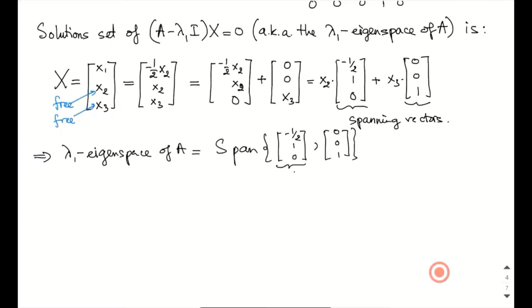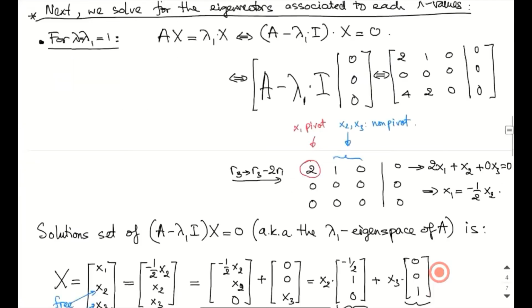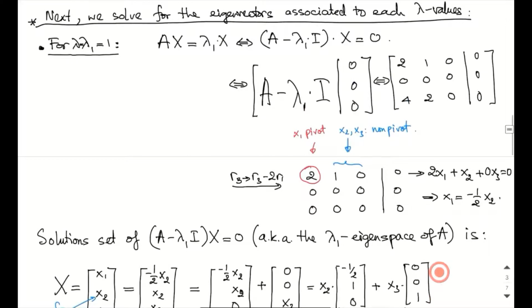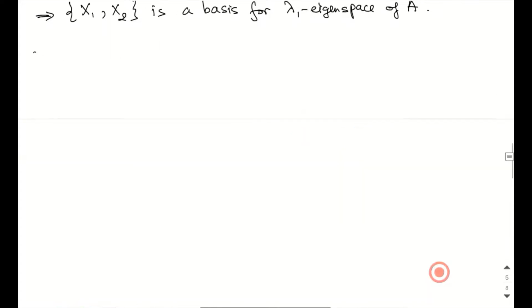If you call this one capital X1 and this one capital X2, then you can easily see that X1 and X2 are linearly independent. That means they form a basis for the lambda 1 eigenspace. All right, we have finished finding a basis for the lambda 1 eigenspace, but we haven't done so for the second eigenvalue we have, lambda 2, which is 3. So we've got to do that.